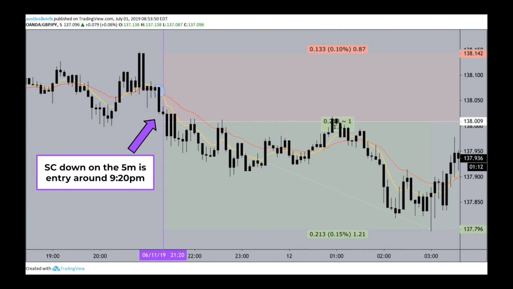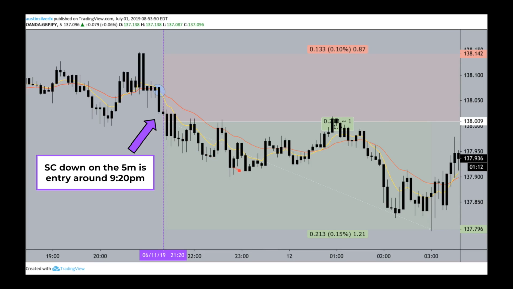If we take it down to the 5-minute, here, this is a little bit before midnight, you can see our first down shift. It's about 9:20 in the evening. It shifts down. That open price is right off the 21 EMA, and the stop is going to go right here at that most recent lower high. That's about 13 pips away.